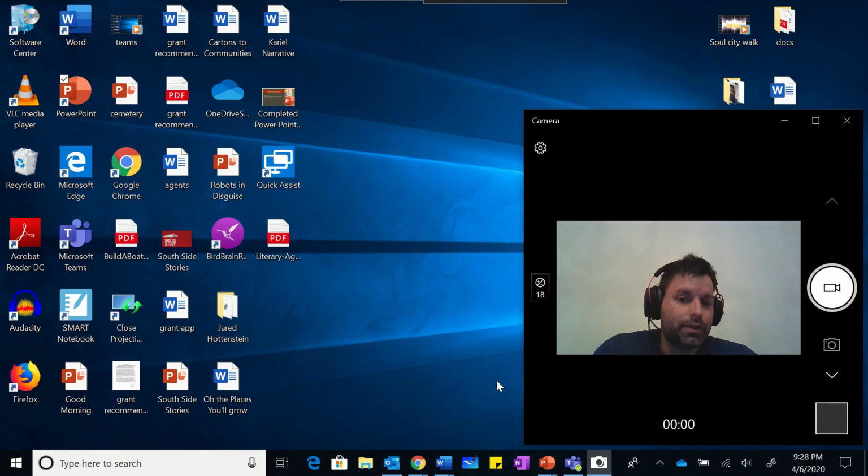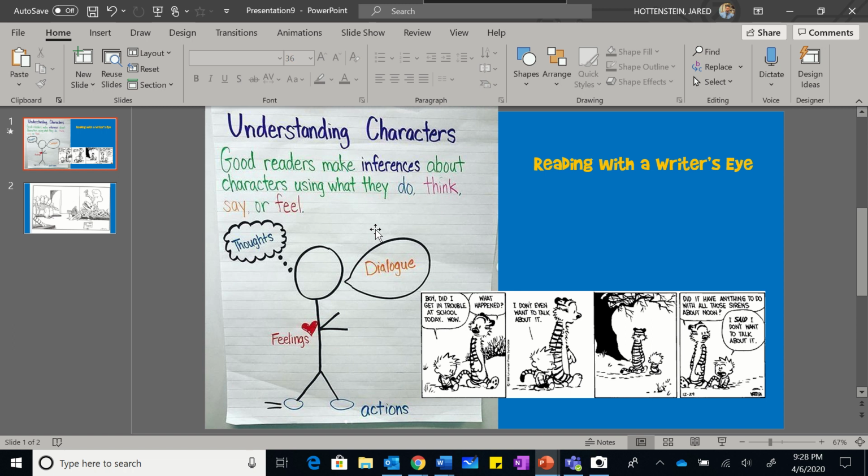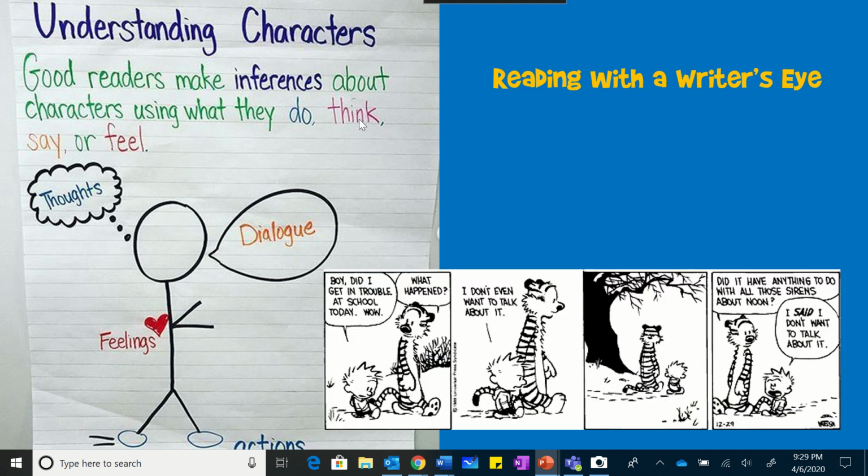So let's do a little direct instruction here with character development. Let's get started with this. I call it reading with a writer's eye. And this simple diagram right here helps you to understand characters. Good readers make inferences about characters using what they do, what those characters think, what those characters say or feel.